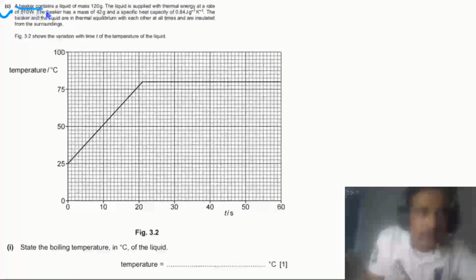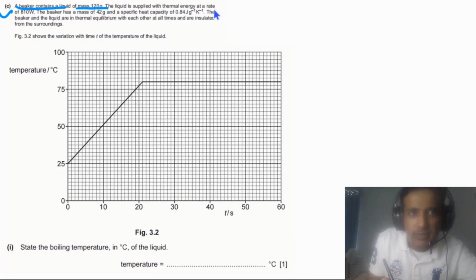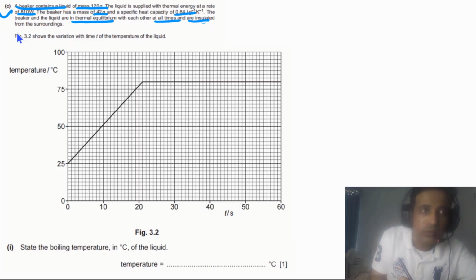Part C says a beaker contains a liquid of mass 120 grams. The liquid is supplied with thermal energy at a rate of 810 watts. The beaker has a mass of 42 grams and a specific heat capacity of 0.84 joules per kg per Kelvin. The beaker and the liquid are in thermal equilibrium with each other at all times and are insulated from its surroundings.